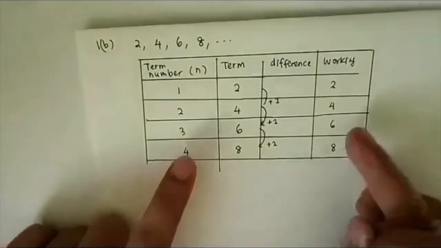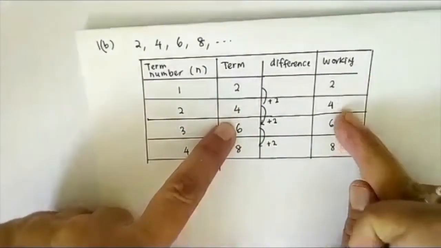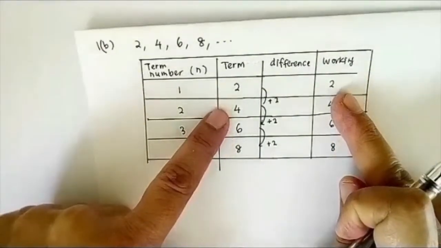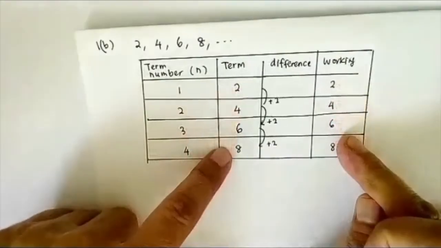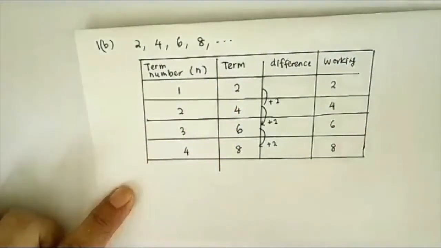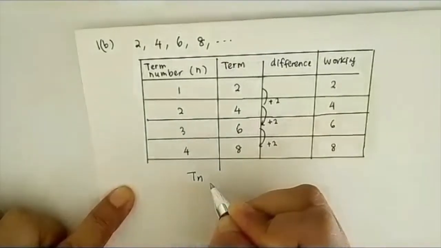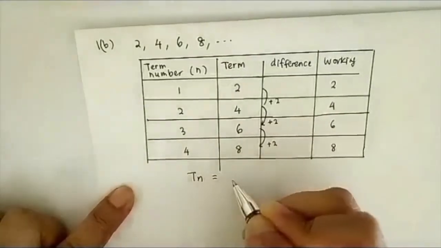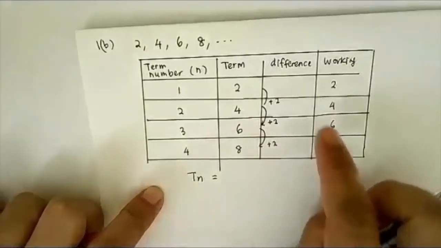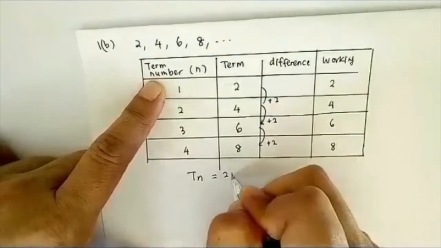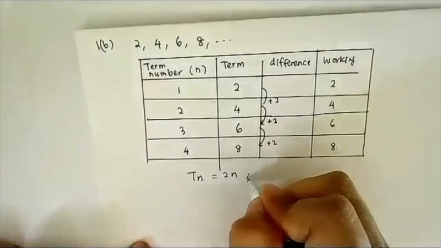Next, look at these two columns. We can see the similar form of the calculation. So, the nth term for this sequence, Tn, is equal to the difference multiplied with the term number, 2n.